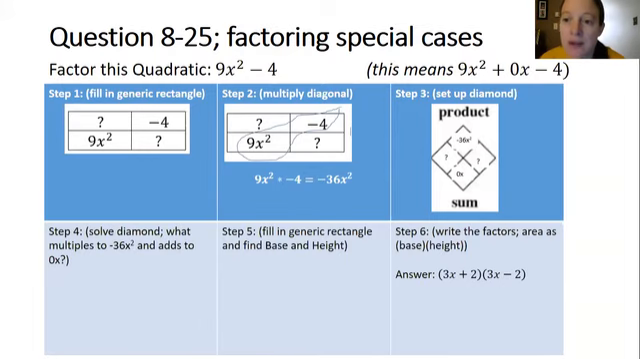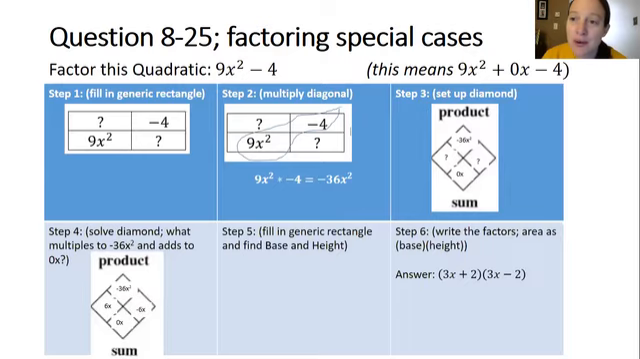I want you to pause the video here, and I want you to try to figure this one out. Okay? Really think about those factors of 36 and see if you got it. All right, welcome back. Let's see if you solved the diamond. What multiplies to negative 36 but adds to 0? Because it's a perfect square, we know 6 times 6, but that negative is tricky. So 6 times a negative 6, well, that gives me my negative 36. And 6 plus a negative 6, well, those cancel each other out and we're left with 0.